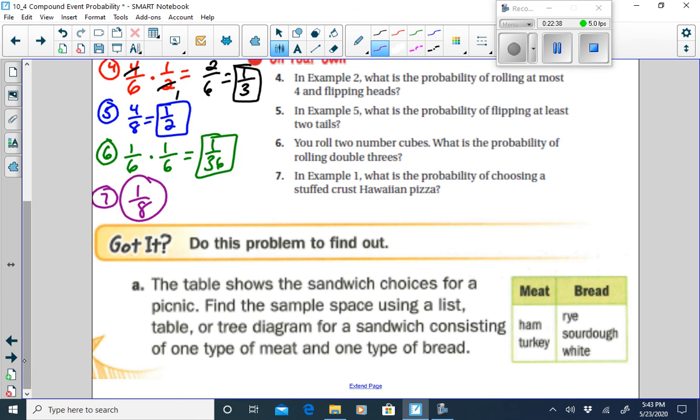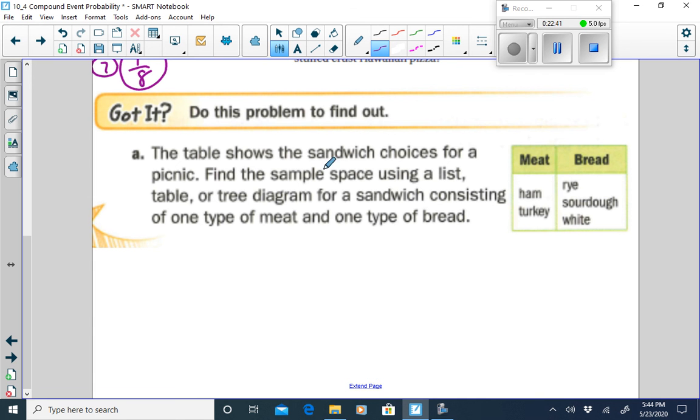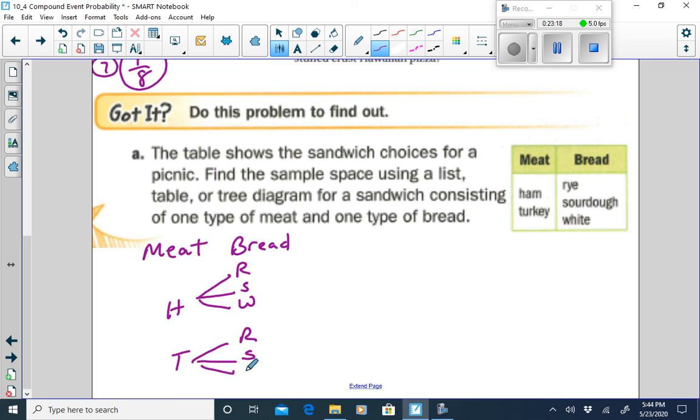All right, we continue. The table shows the sandwich choices for a picnic. Find the sample space using a list, table, or tree diagram for a sandwich consisting of 1 type of meat and 1 type of bread. Let's start with the meat. You could have ham or you could have turkey. And then you have the bread. For bread, we could have rye, sourdough or white, and the same thing here, rye, sourdough or white.